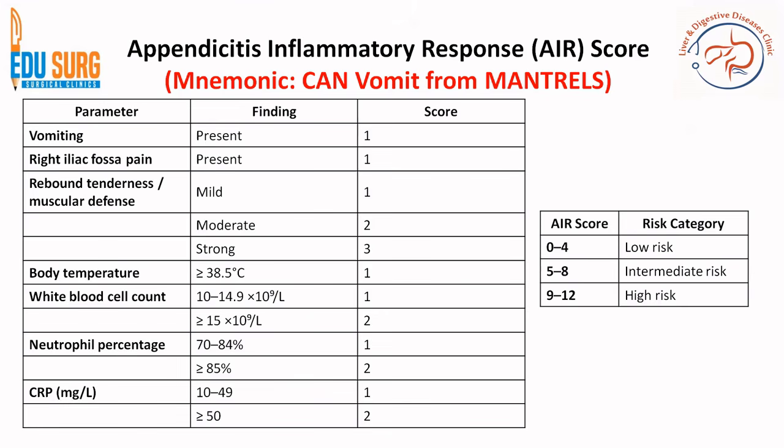So that is something that is different. Another important point that is different is the scoring for T, L, and S. For rebound tenderness, you have mild, moderate, and strong. WBC more than 15 is 2 points, and neutrophil more than 85% is 2 points. So this is giving more of a grading into what the Mantrels was actually. And AIR in various studies has shown better results than Alvarado. So that is something that you need to remember. Now here the total maximum is 12. 0 to 4 is low risk, 5 to 8 is intermediate risk, and 9 to 12 is high risk.